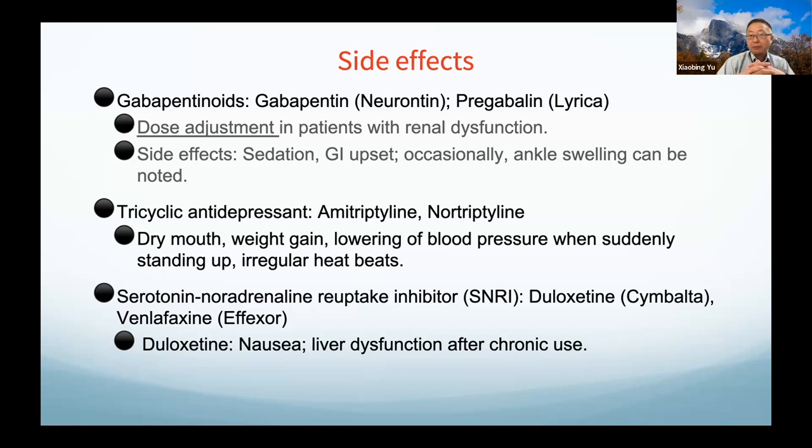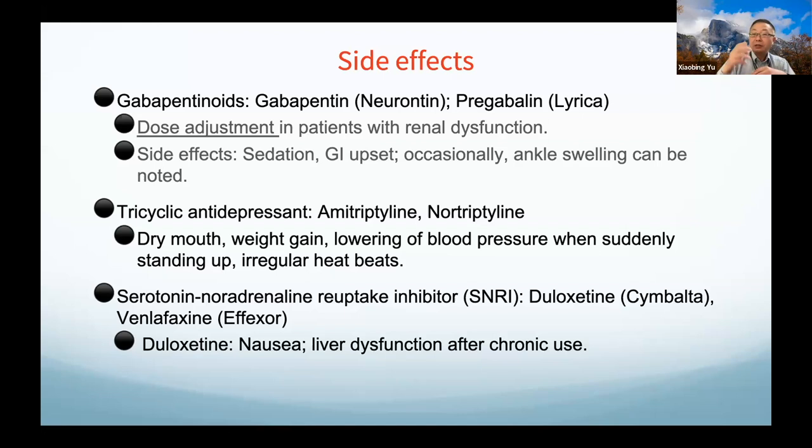And duloxetine, for a shorter period of time, especially during the initial trial stage, patients may report increased nausea, but it will go away afterwards. And for long-term chronic use, we ask a patient, especially someone who has a pre-existing liver dysfunction, you have to be very cautious because it may worsen the liver dysfunction.